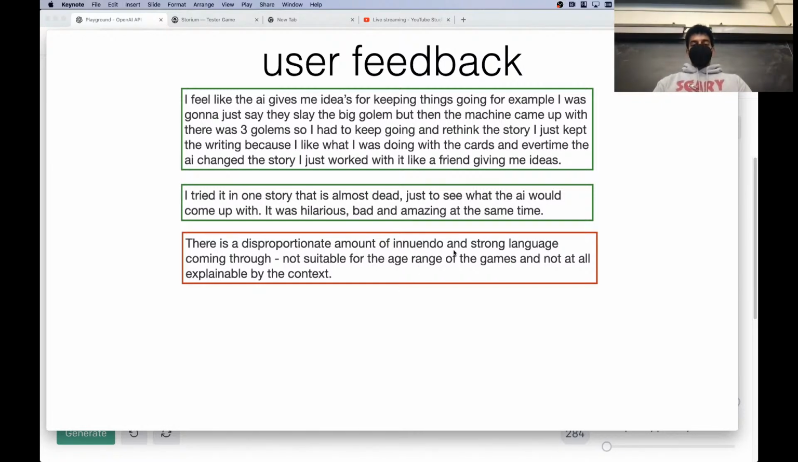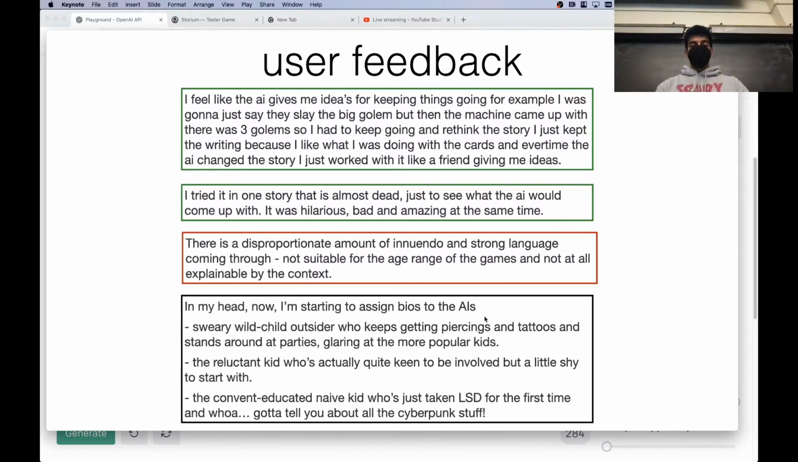This one is about the innuendo and strong language coming through, not suitable for a particular age range. And oftentimes the weirdest part is that it's hard to understand why it would even generate this in the first place. It's not prompted by the context at all. Then we had people who were looking at kind of meta. They thought that there were many different AIs and started assigning personalities to them. So in a way, this is probably a good analysis of the different types of outputs. The sweary outsider who keeps getting piercings and tattoos, the reluctant kid who's shy, the convent-educated naive kid who's just taken LSD for the first time.